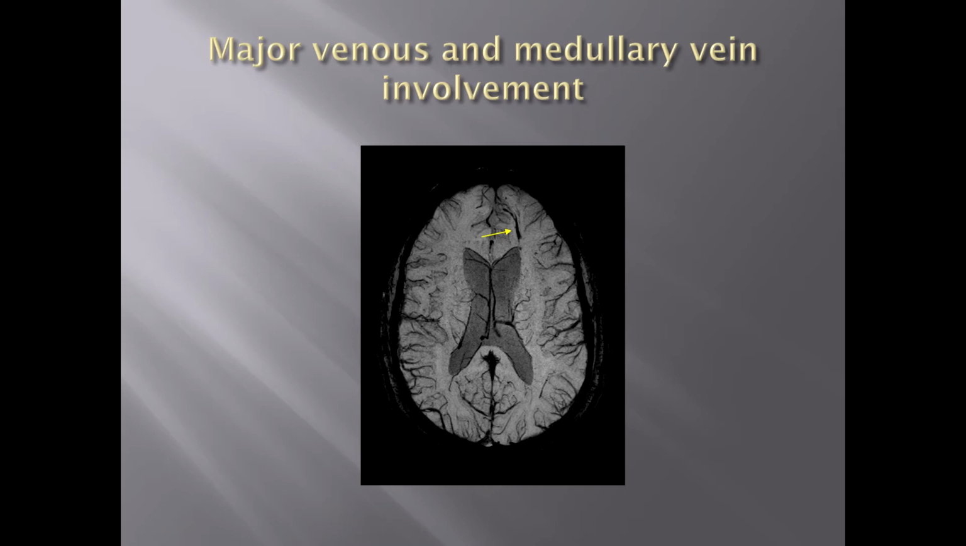Another example of this can be seen here again by the yellow arrow, and this is pointing out an area of venous thrombosis in a medullary vein, also for a TBI patient. So clearly there was some damage done here.